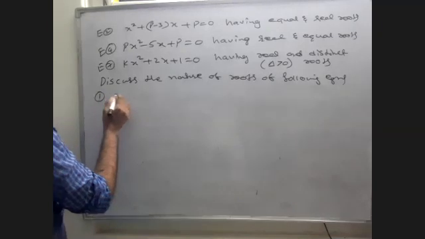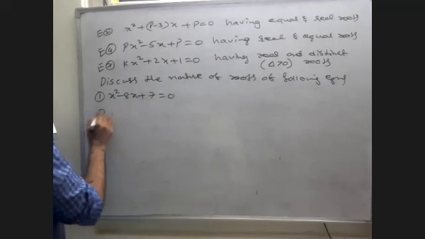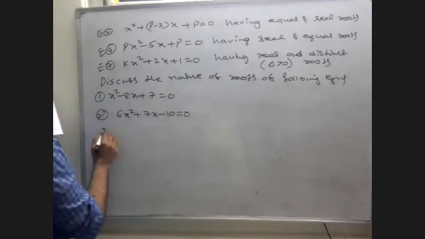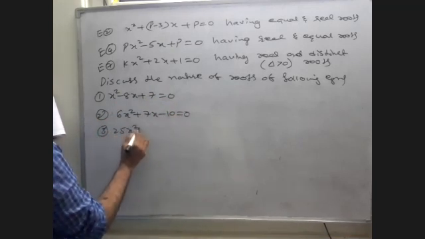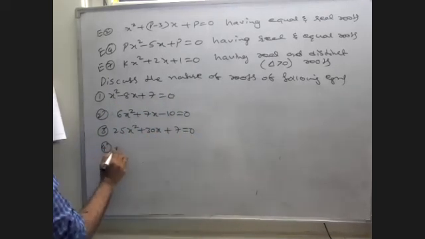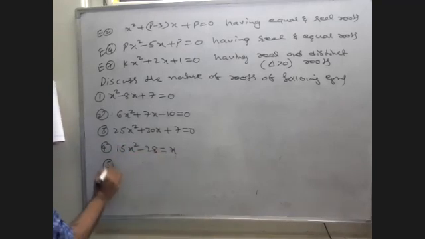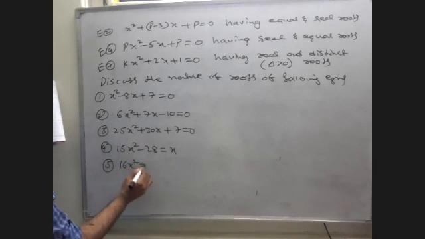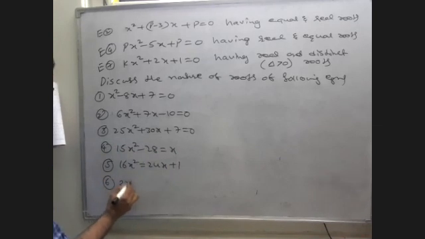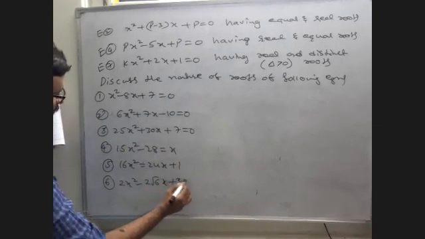I will explain you. First one, x square minus 8x plus 7 equal to 0. Second one, 6x square plus 7x minus 10 equal to 0. Third one, 25x square plus 30x plus 7 equal to 0. Fourth one, 15x square minus 28 is equal to x. Fifth one, 16x square is equal to 24x plus 1. Sixth one, 2x square minus 2 root 6 x plus 3 is equal to 0.